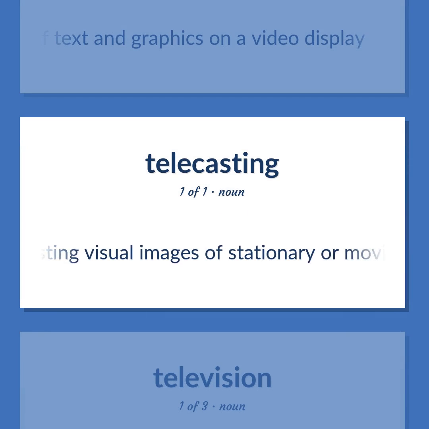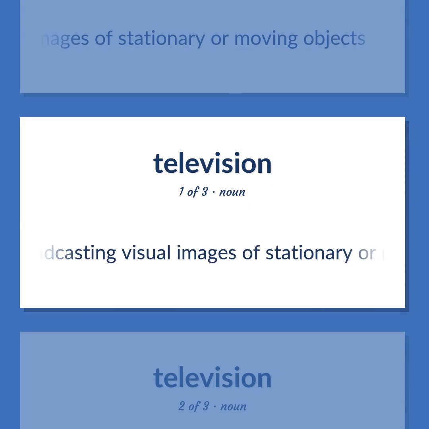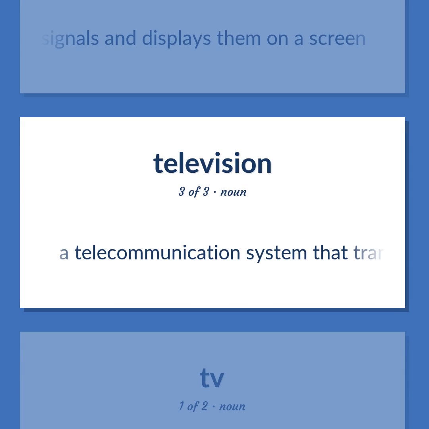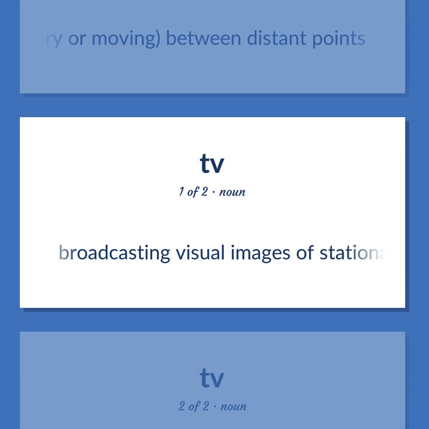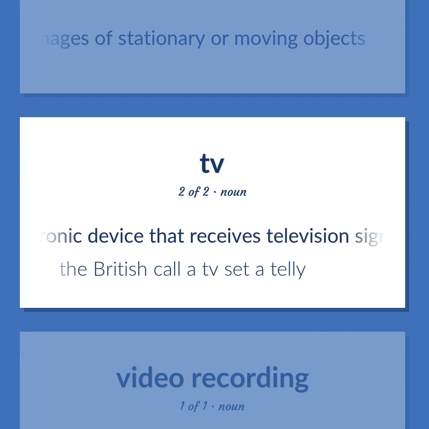Broadcasting visual images of stationary or moving objects. An electronic device that receives television signals and displays them on a screen. A telecommunication system that transmits images of objects, stationary or moving, between distant points. An electronic device that receives television signals and displays them on a screen. The British call a TV set a telly.